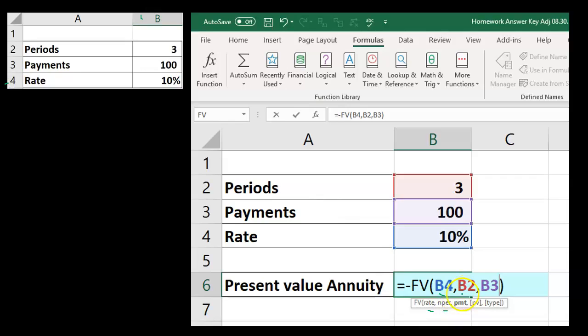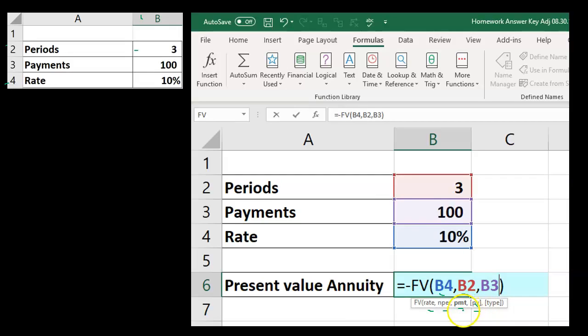Number of periods, that is B2. So B2, which of course is 3. And so there we have that, and then comma to go to the next function, and then we have the payments. We're on the payment. So the payment is in B3, which is $100. These 2 are not required, so we don't need to add anything to those items. This is all we need for the annuity.